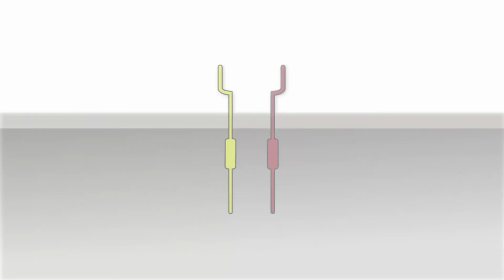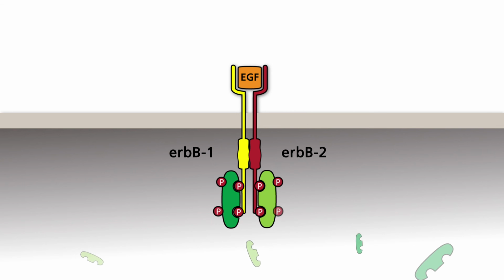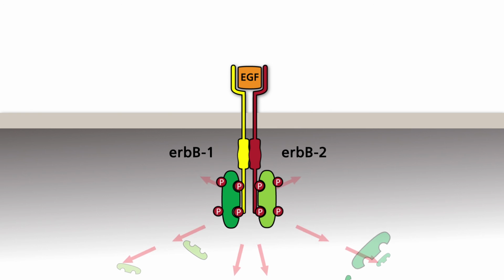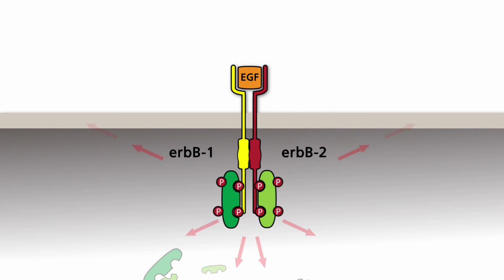As previously mentioned, EGF receptors must dimerize to become active. However, they do not have to form homodimers. erbB2, also called HER2-Neu, is not activated by an extracellular ligand, but by heterodimerization with a monomer of a different EGF receptor, for example, erbB1.